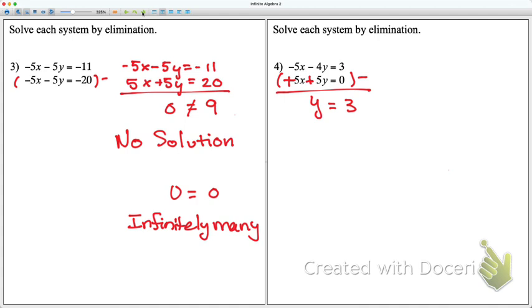So it'd be 5x plus 5y. What if they're both positive, with no negatives in either one? Then you make them negative. You multiply by a negative, which makes it negative. Okay, now I substitute it back in. Whichever equation you want, substitute it back in.